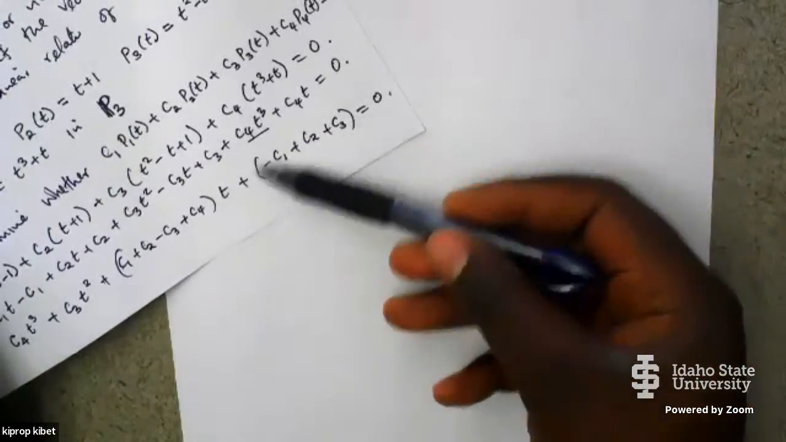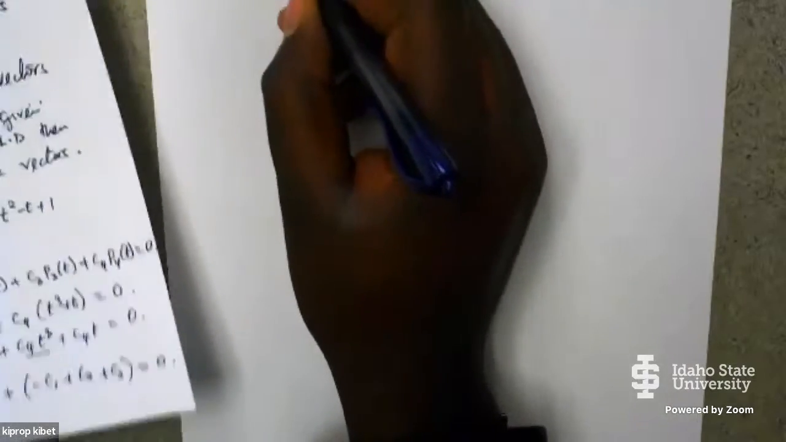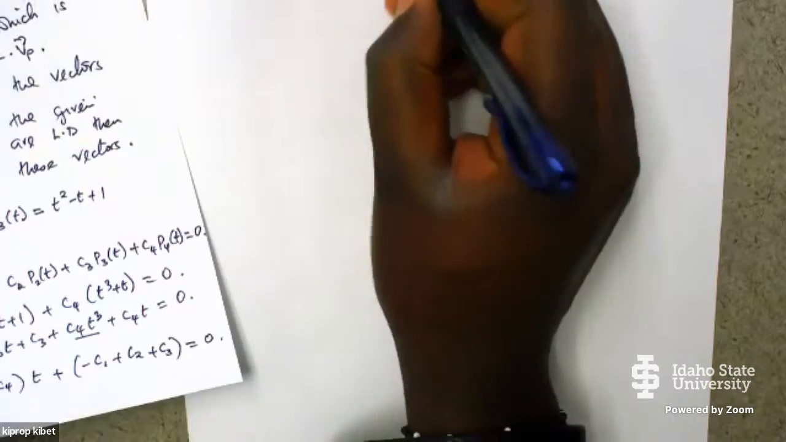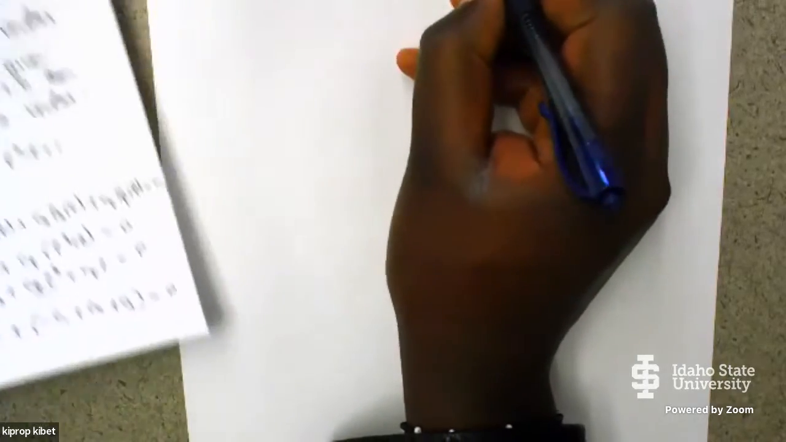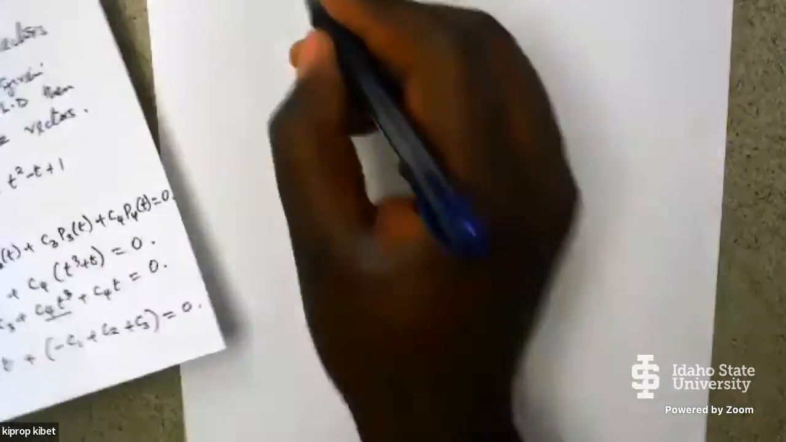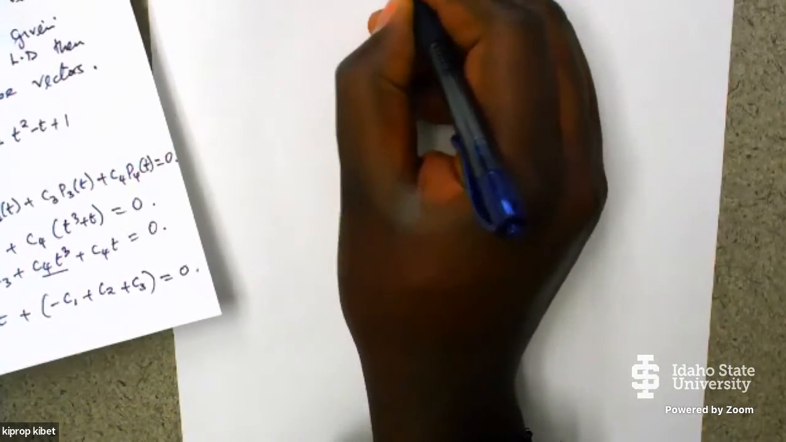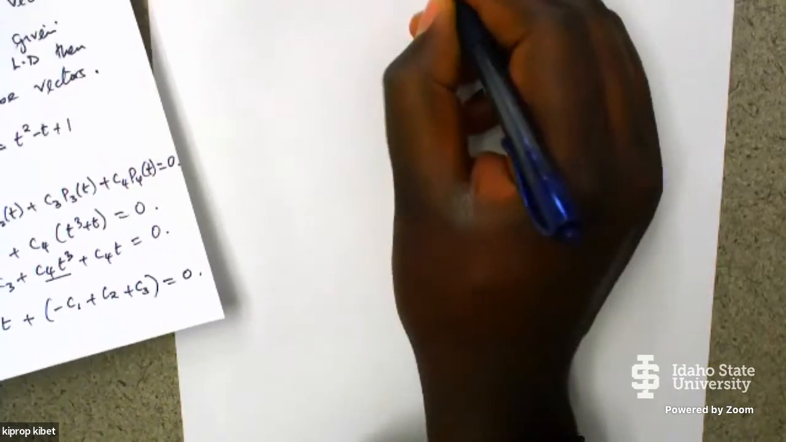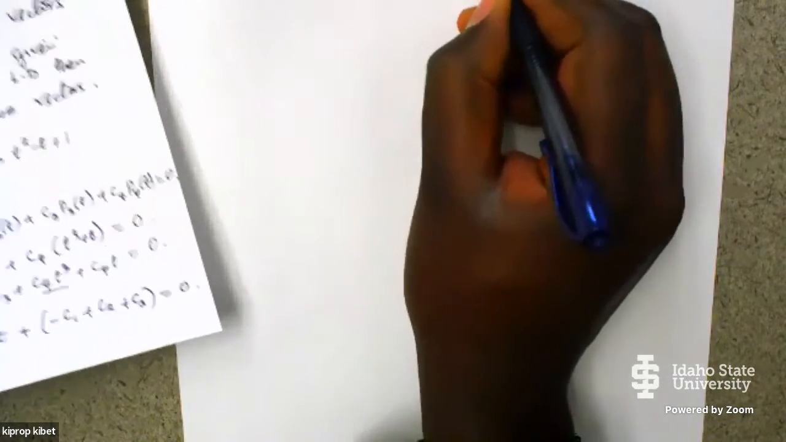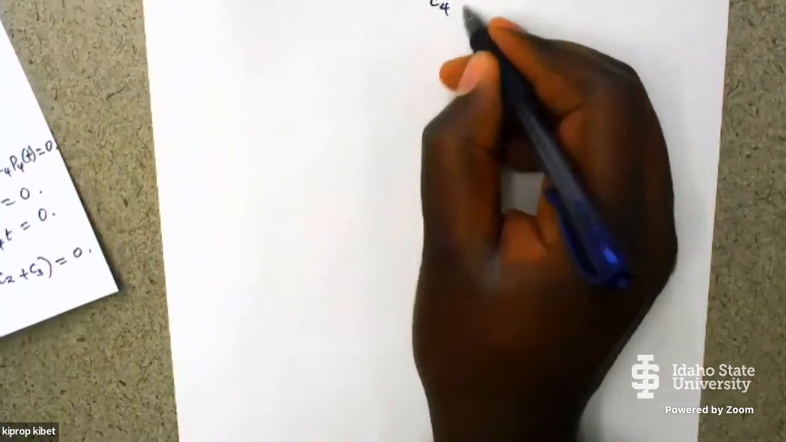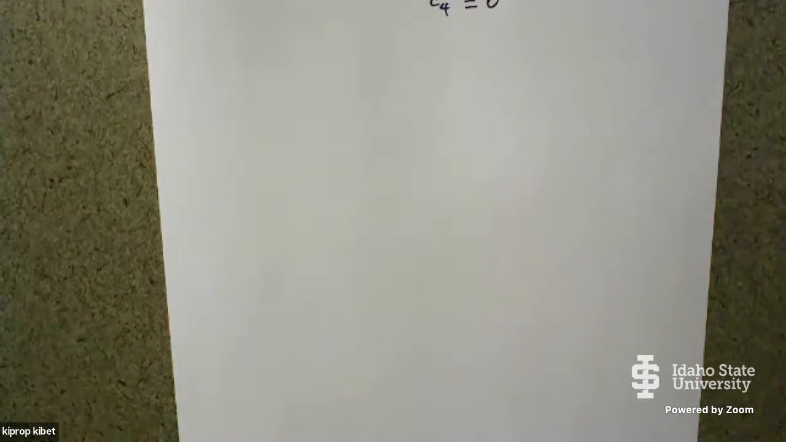In this case, we now start by putting this one. So minus C1 plus C2 plus C3 equals to 0. The next one is C1 plus C2 minus C3 plus C4 equals to 0. And then our C3 equals to 0 and C4 equals to 0.